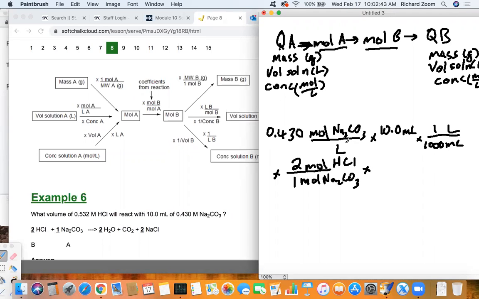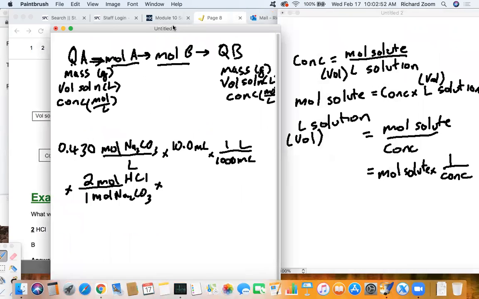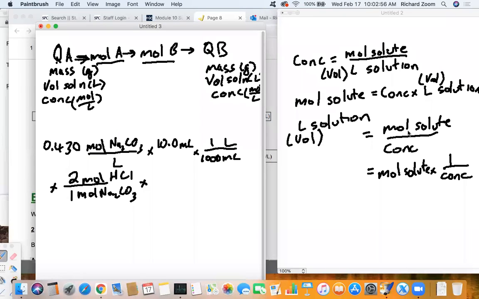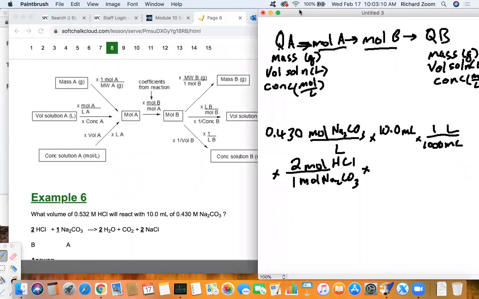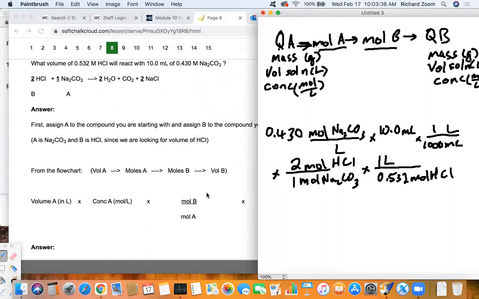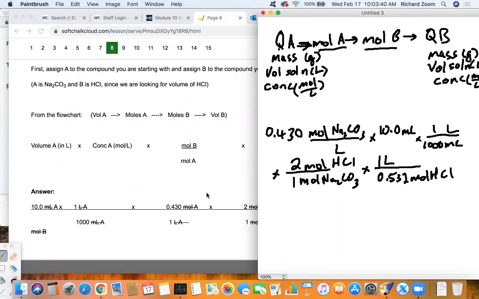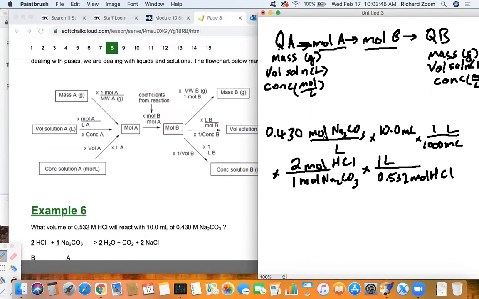So where are we now? We're here. We've just found moles of HCl. But what do we need? We need volume. How do we get volume? Let's go back to the equations I had over here. Volume, or liters of solution, can be found by taking moles of solute and dividing by the concentration, or taking moles of solute and multiplying by 1 over the concentration, which is also the flip of the concentration that we discussed earlier. You'll notice we are given a concentration here of HCl, so it'll be times 1 liter over 0.532 moles of HCl. We are effectively dividing by that concentration. Conveniently, you'll see that the moles of HCl cancel and we'll be left with liters at the end, which is what we had wanted. The final answer here, which could also be converted to milliliters if we wanted to go one extra step, is going to be 0.0162 liters.